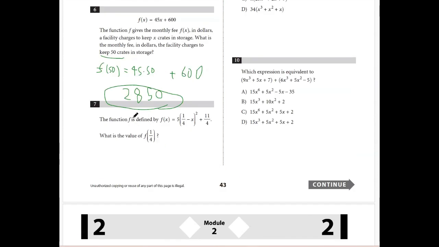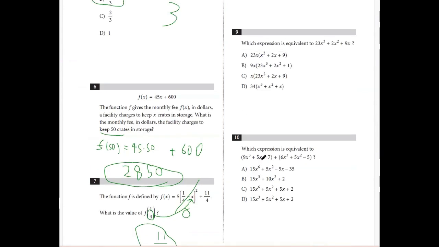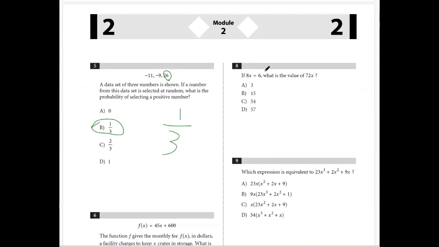Question 7, the function f is defined f of x is equal to this. What's the value? If I put 1 over 4 here, it becomes a 0, so this cancels out. 11 over 4 is your correct answer. Okay. Number 8, if 8x is 6, what's the value of 72x?